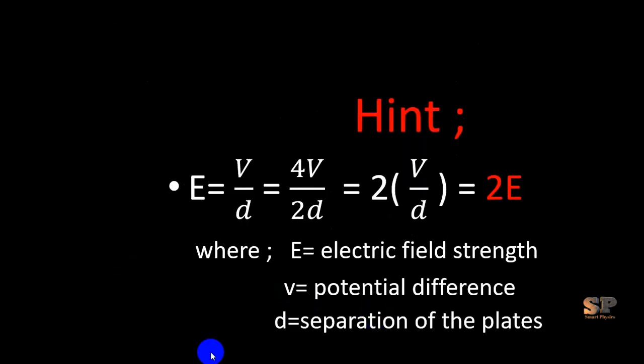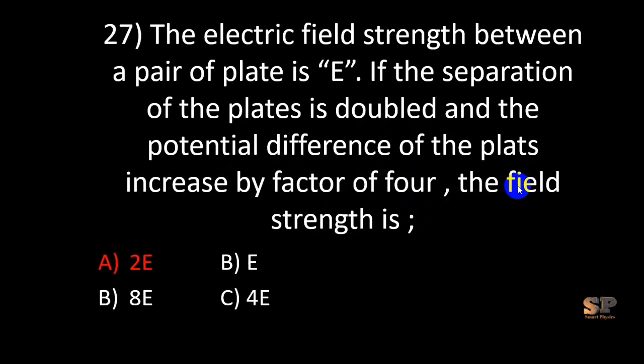We know the relation that E is equal to V by D, where E is the electric field strength, where V is the potential difference, and D is the separation between the plates of the capacitor. If we increase the potential by factor 4 and increase the separation of the plates by factor 2, then it will become 2 into V by D, and we know that V by D is also equal to electric field strength, therefore it will be equal to 2E. लिहाजा हमारे पास दुरुस्त ऑप्शन होगा A, which is 2E.